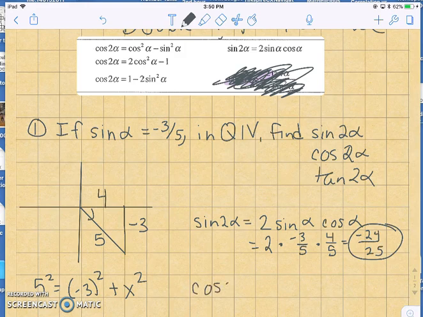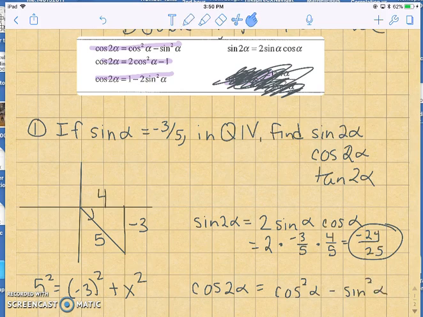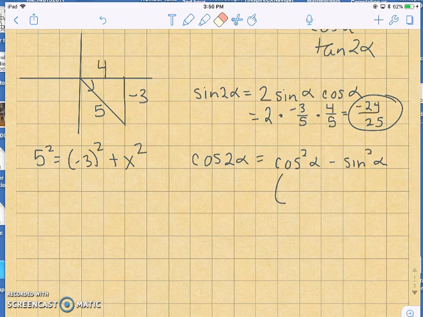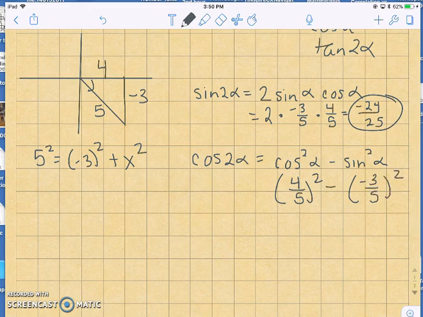Now for our cosine of 2 alpha, you'll notice that there are 3 different formulas up here we can use for our cosine, and it doesn't matter which one we use. We'll try the first one: the cosine squared of alpha minus the sine squared of alpha. If we fill in the blanks, the cosine is 4/5 squared minus our sine, opposite over hypotenuse, squared. So this is 16/25 minus 9/25, which is equal to 7/25.